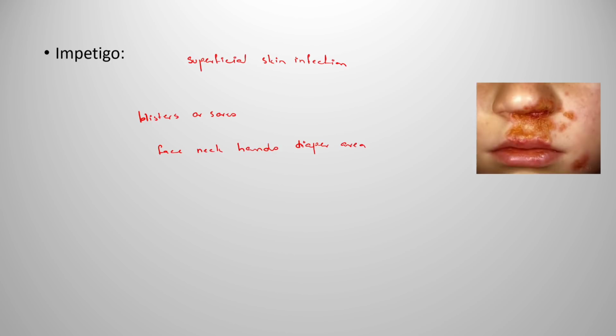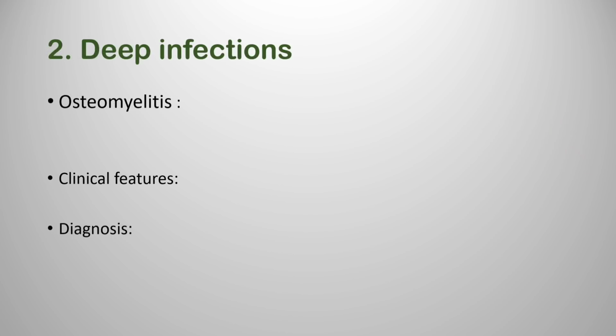Next is impetigo. It is a very superficial skin infection, most commonly occurring in children, usually producing blisters or sores on the face, neck, hands, or diaper area. It is characterized by watery blisters which become pustules and then a honey-colored crust.